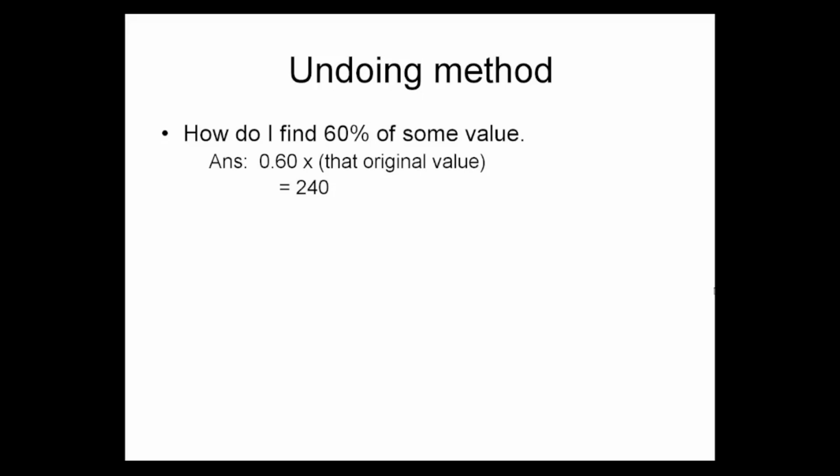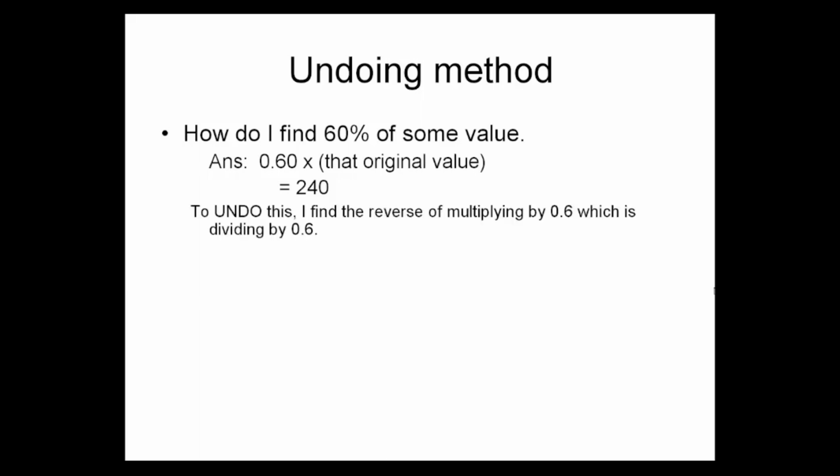So then we come to the undoing method. How do I find 60% of some value? What I do is I get 0.6, I multiply by that original value to get my answer 240. Now the undoing method is asking what do I do, and then how do I undo that? How do I reverse that? So to undo multiplying by 0.6, I get the reverse of multiplying by 0.6, which means dividing by 0.6.